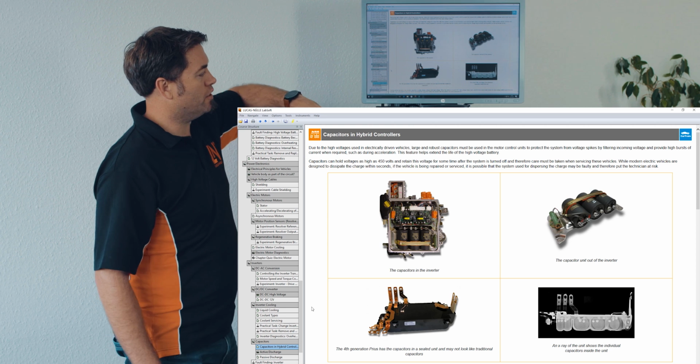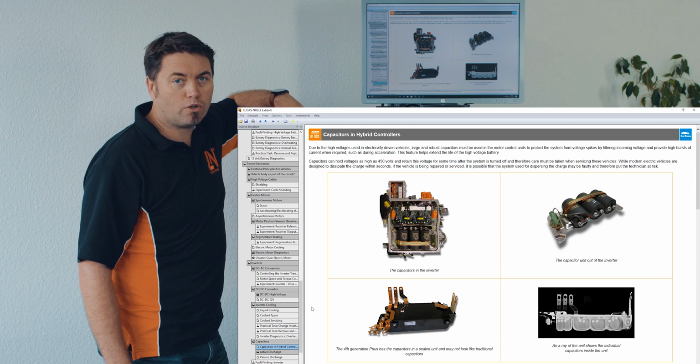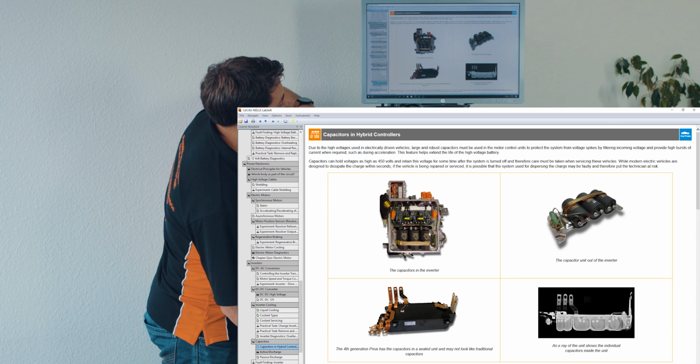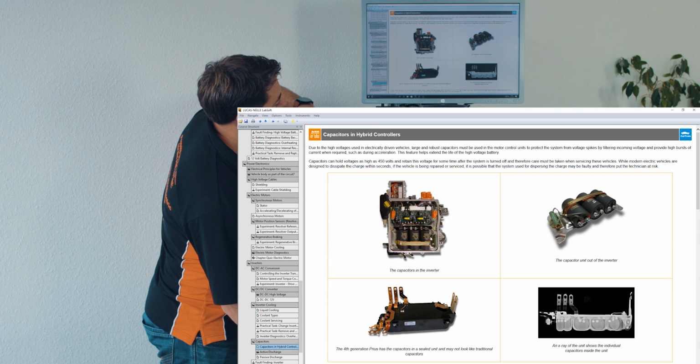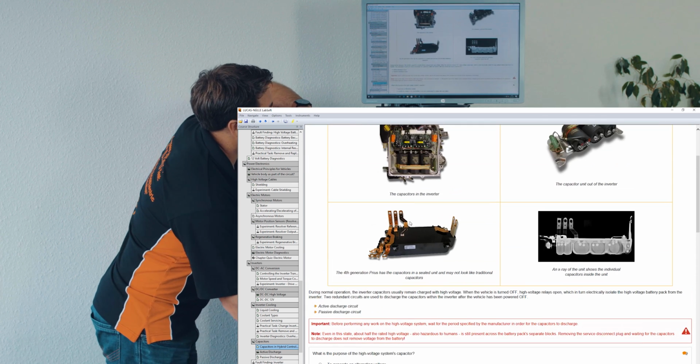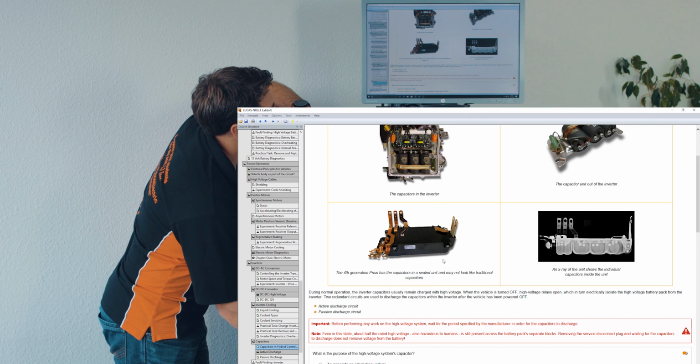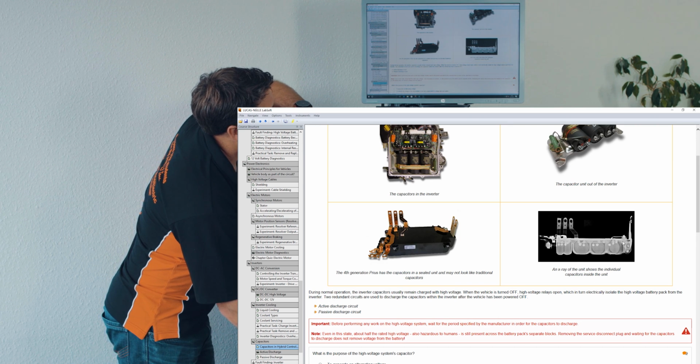Some of the capacitors that we spoke about before, sometimes they're quite obvious in the inverter if you have a look. Some of the older Priuses, they were right here inside once you open the inverter. A lot of the newer ones you can't see where they are, they're hidden. So they're basically in this unit here. We've got this X-ray that you can see inside there's 3 capacitors here and 2 extra ones on the side.